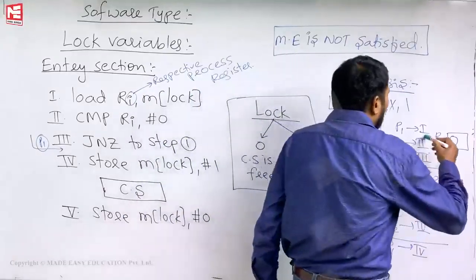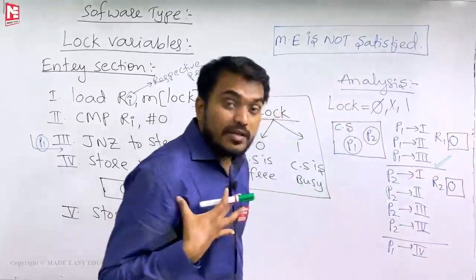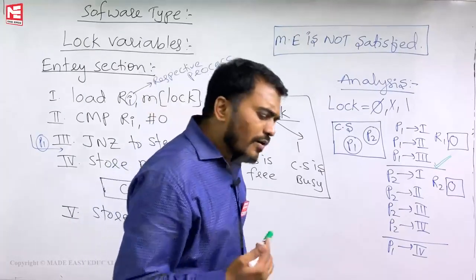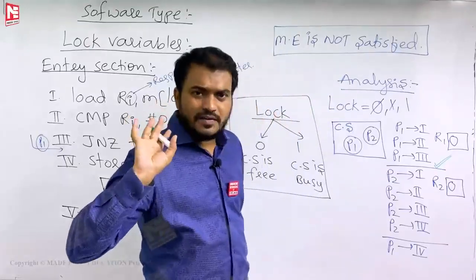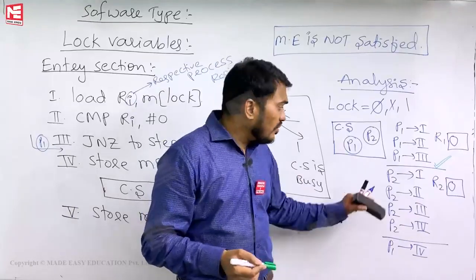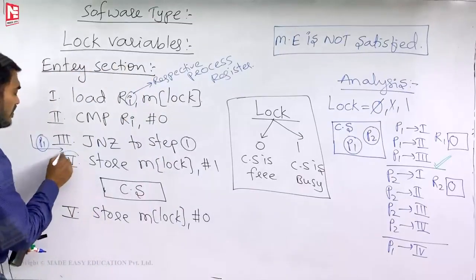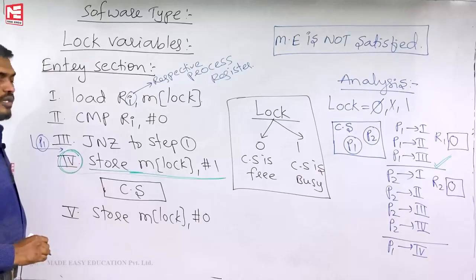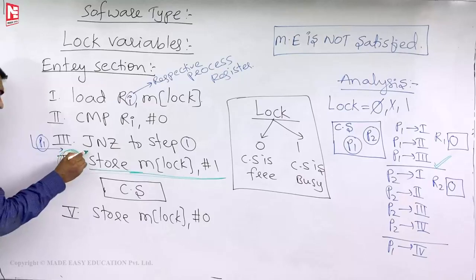Preemption may come after the first instruction, or after the second instruction, or after the third instruction. So I am assuming that it is getting preempted after the third instruction. Now the small point here: preemption may happen at any point of time, after completion of the current instruction. But why am I taking preemption only after the third instruction? Because in the fourth instruction, you are storing the value of 1 into lock.